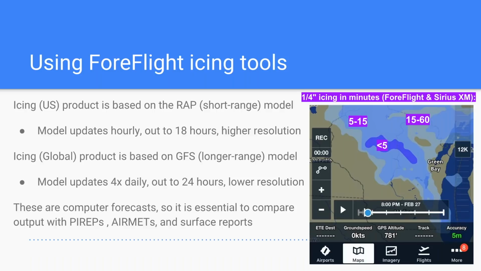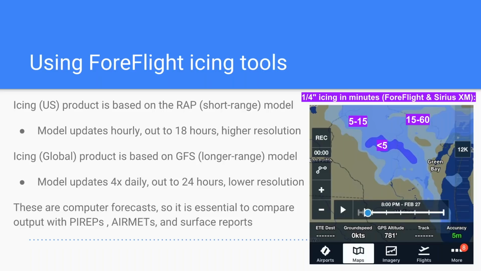It's a lower resolution model. That model updates 4 times each day, 12, 6, 0, and 18Z. And it goes out to 24 hours. It's important to know that these are computer forecasts, so it's essential, just like we discussed with icing products and satellite imagery, to compare them with PIREPs, AIRMETs, and other surface reports.